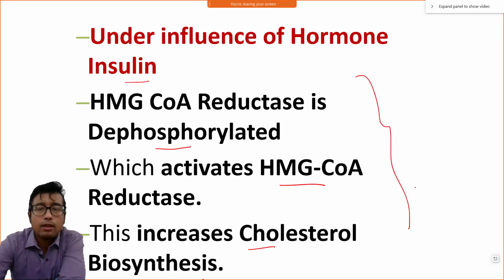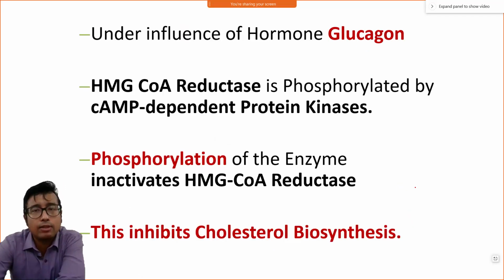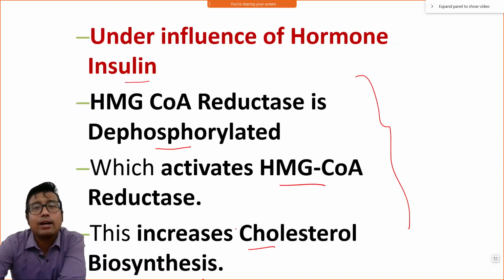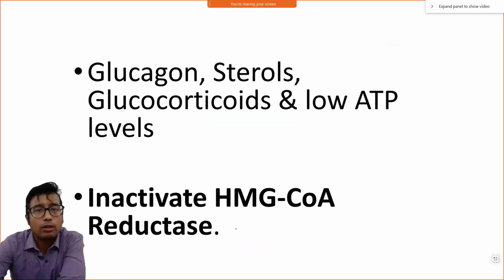ठीक है? So the exact reverse thing will happen in case of glucagon. Glucagon acts through cAMP dependent protein kinases, causing phosphorylation. This will lead to inactivation of HMG CoA reductase and ultimately this will inhibit cholesterol biosynthesis. So ये दो slide में we have combined both the hormonal and the covalent modification.